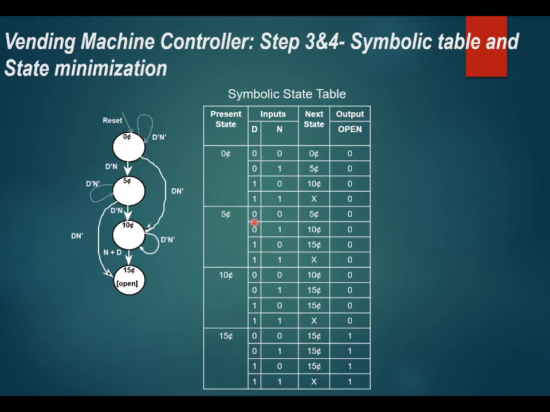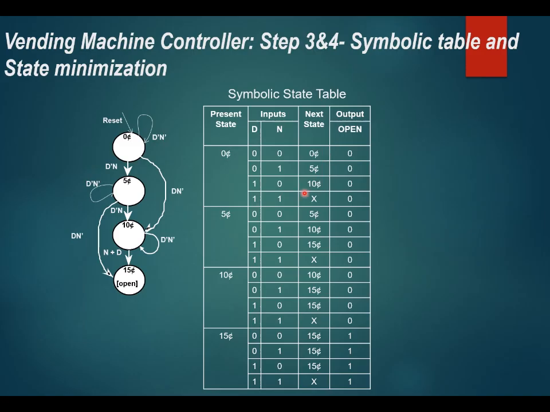Okay? So for 5 cent you also need to consider if 0 0, what happens to the next state; 0 1, what happens to the next state; from 5 cent, 1 0, what happens to the next state, and so on. Okay, so this is how you list down in proper sequence and order the present state column and input column. And for the next state and output columns, next state and open are determined by the behavior of the finite state machine. So you just need to refer to the state diagram to fill in the next state.